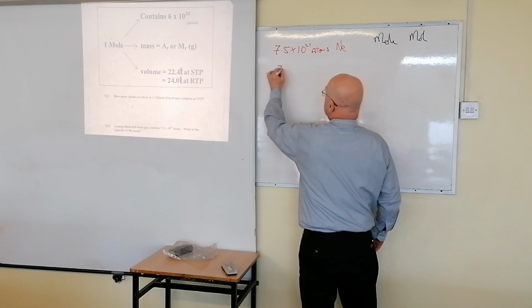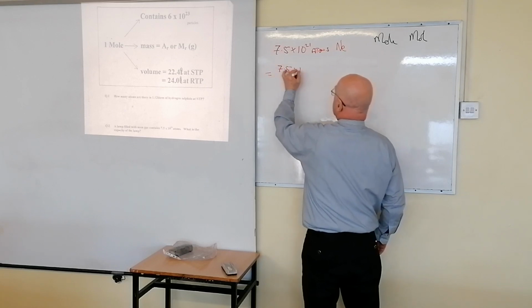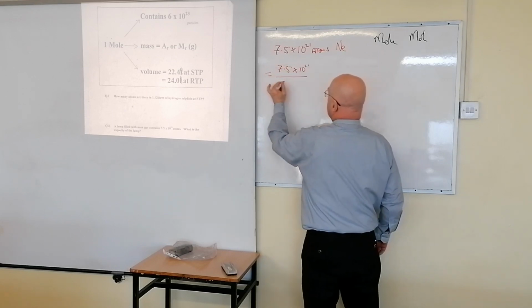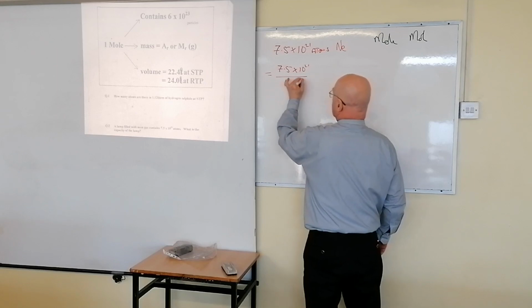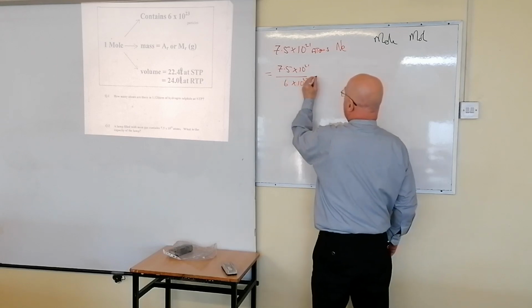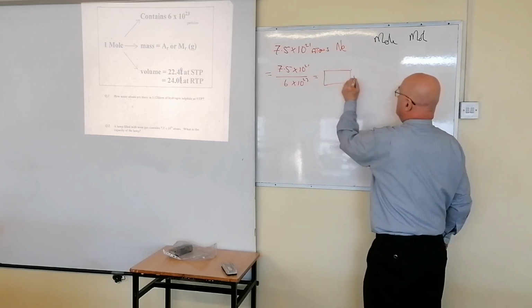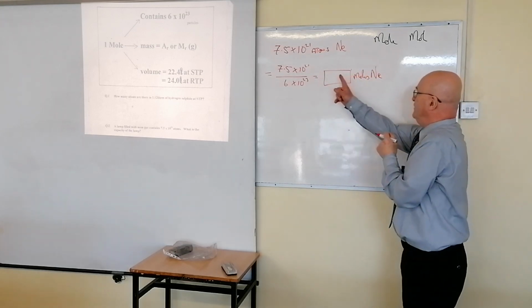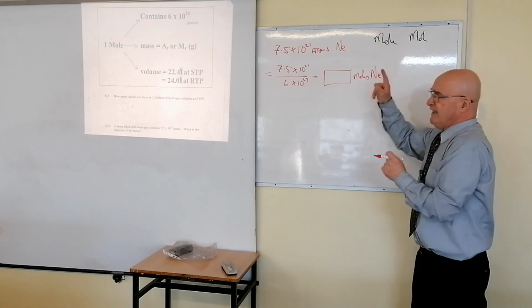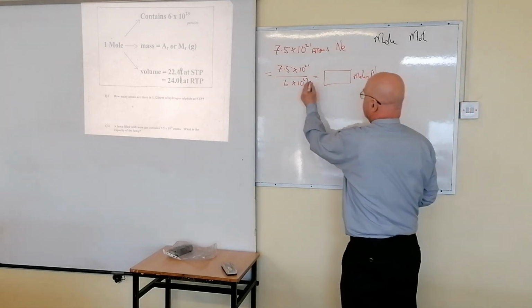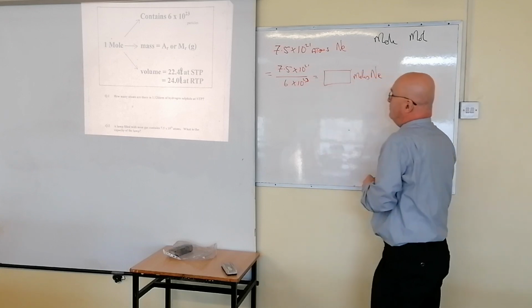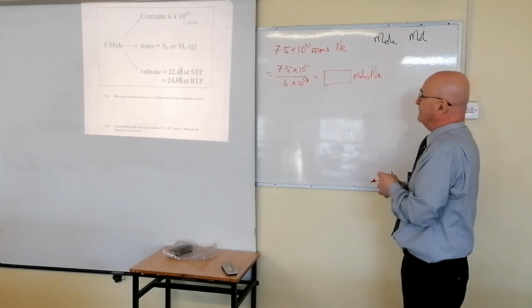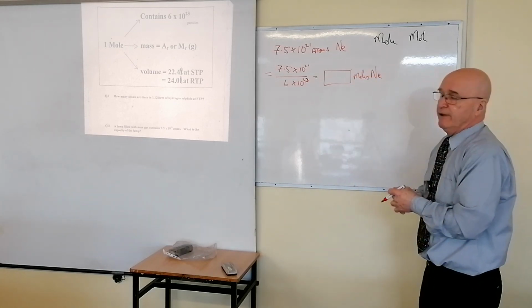That's 7.5 multiplied by 10 to the power of 21 divided by 6 × 10 to the power of 23, and that's going to give you moles of neon. Now please, a number, a unit and a tag every time. Okay, very easy, you'll have no problem with that. And the number of moles is going to be quite small, I'm sure you realize that.